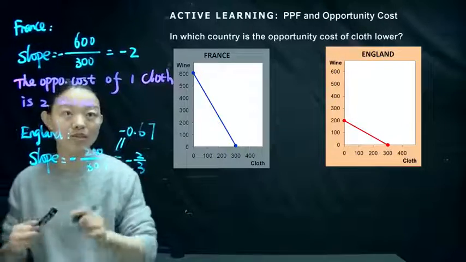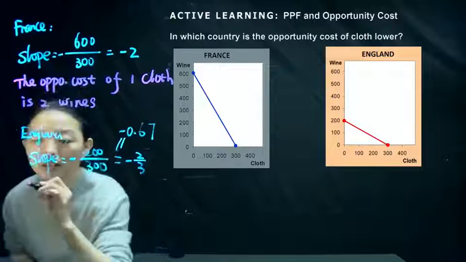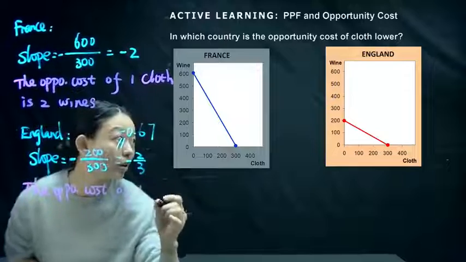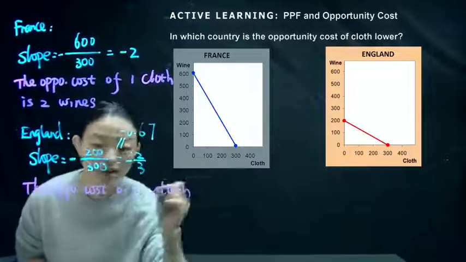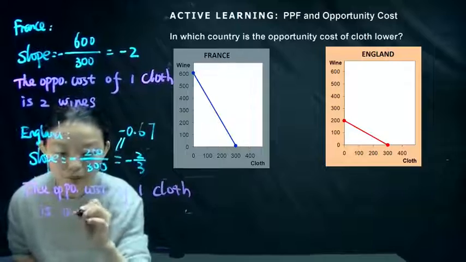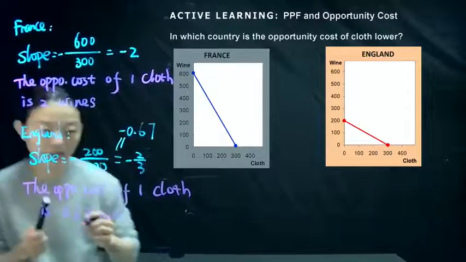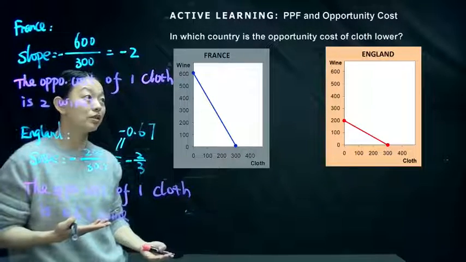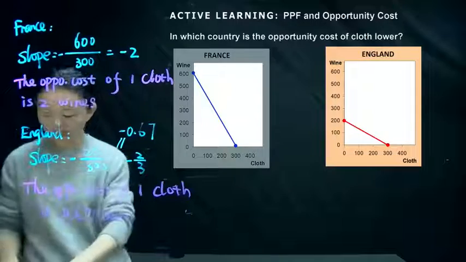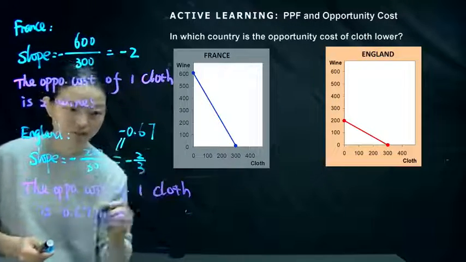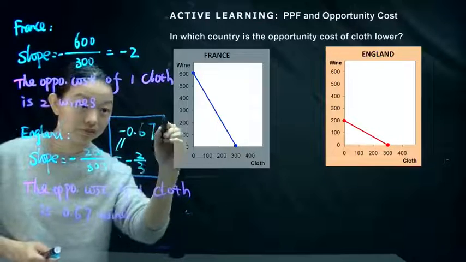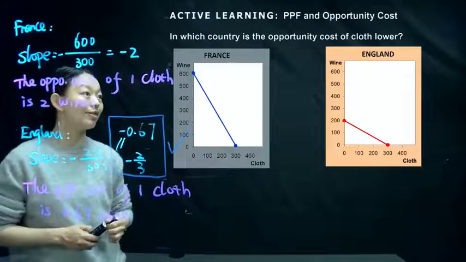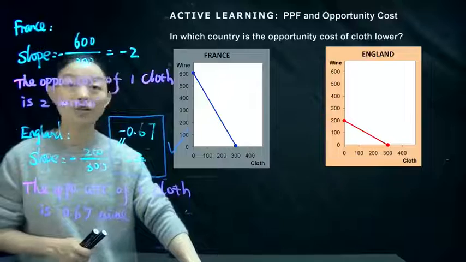Okay, so we would like to say the opportunity cost of one cloth in England is nearly 0.67. So compare these two numbers: which country will have a lower opportunity cost in producing cloth? Definitely, which one? England, right? This one is smaller. So England will have a lower opportunity cost of cloth production. Understand?